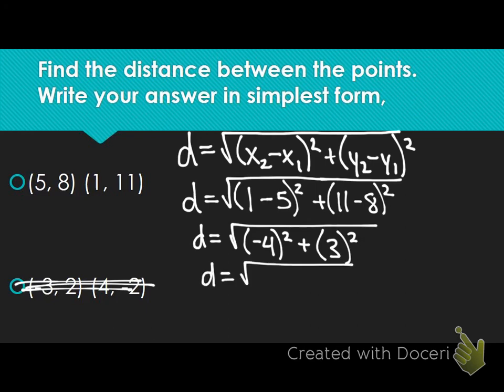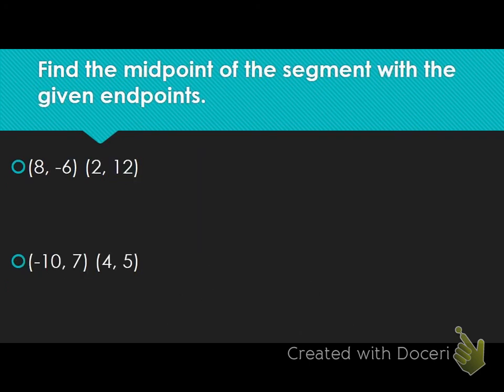And now D equals 16 plus 9, which is the square root of 25, so it's 5. All right, who got 5? Anybody get 5? All right, so that's it for distance. And now we have midpoint. You have some midpoint problems on your final exam. Find the midpoint of the segment with the given endpoints.